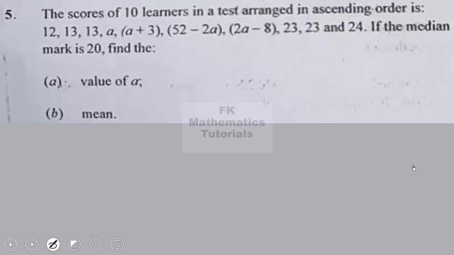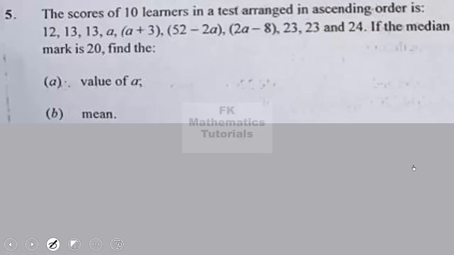This is question 5. The scores of 10 learners in a test arranged in ascending order are 12, 13, 13, a plus 3, 52 minus 2a, 2a minus 8, 23, 23, and 24. If the median mark is 20, find the value of a. So we're given the marks already. I want to find the value of a. We're told the median mark is 20.